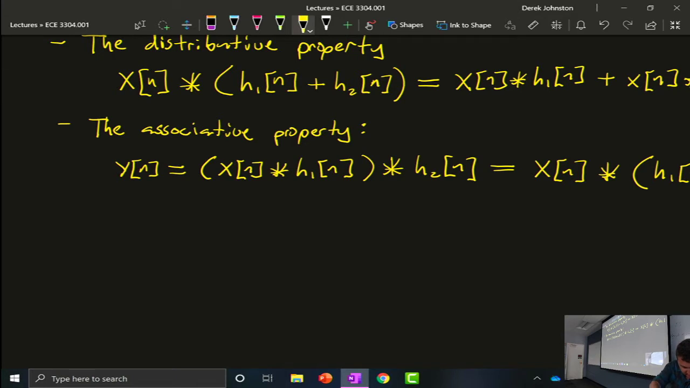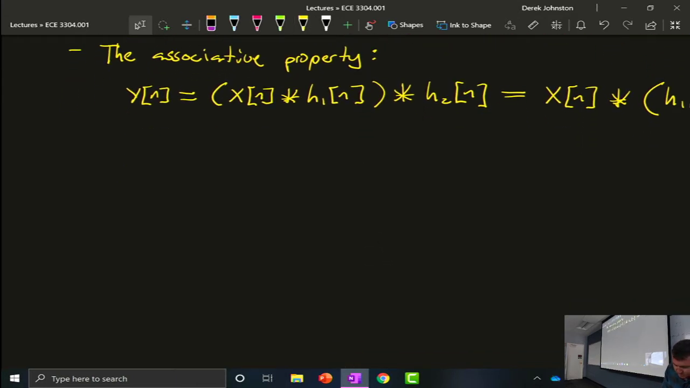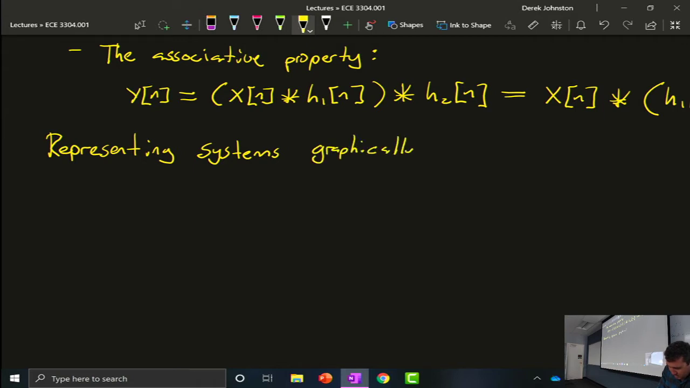The next thing that I want to talk about is representing these systems graphically. Like a lot of things, it's useful to block diagram everything out. So, representing systems graphically, or I'm just going to put in here, block diagrams.